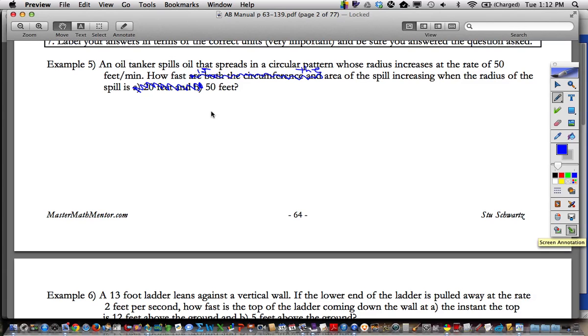An oil tanker spills oil, which spreads in a circular pattern. The radius is increasing at 50 feet per minute. How fast is the area increasing when the radius of the spill is 50 feet? So, where do we start? Draw a picture. I'm not sure it's critical in this problem, but I think it's good to start with a picture. Okay, what's next?